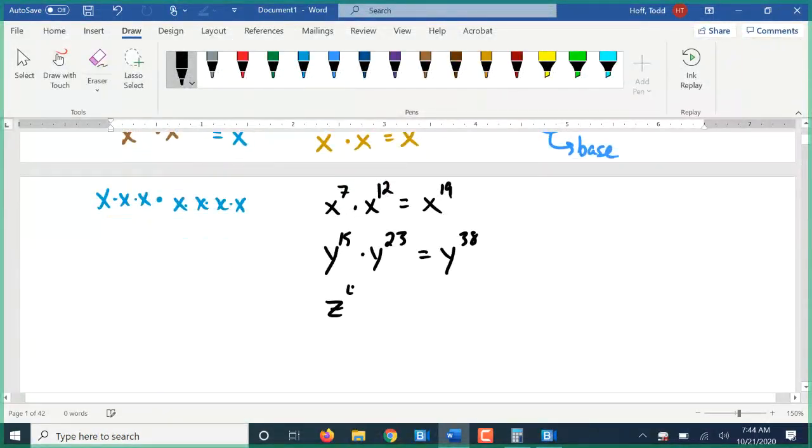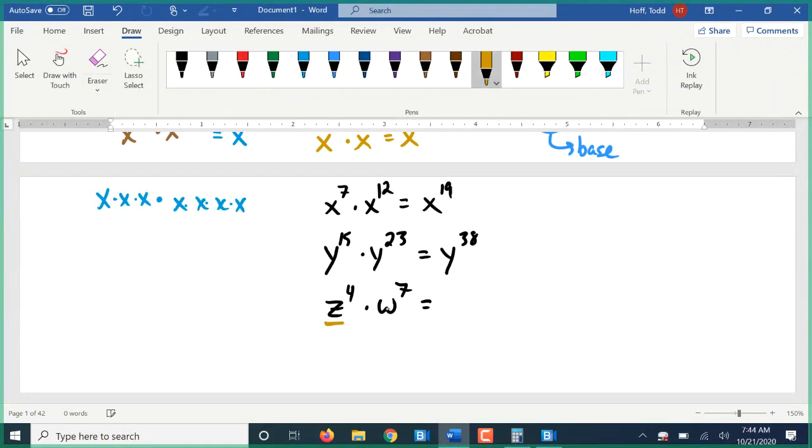If I have z to the fourth times w to the seventh, those have different bases, z and w. I cannot combine the powers, the exponents there, because I have different bases in my exponents. So z to the fourth, w to the seventh, all we can do is take out the multiplication symbol and put them together. Remember, it's proper to put them in alphabetical order. So we just list that w to the seventh, z to the fourth, without the multiplication symbol.